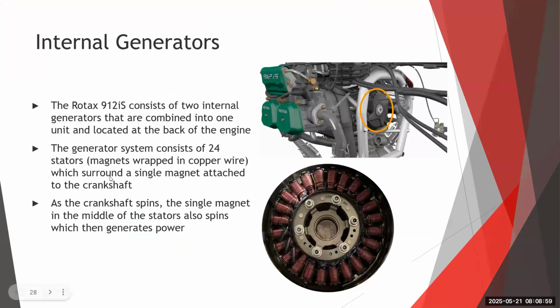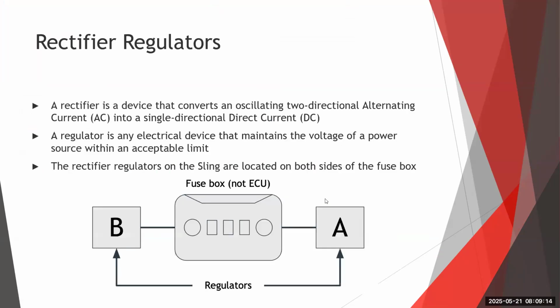So here's what I drew. This is what those stators look like: magnets wrapped in copper wire. They surround a signal magnet attached to the crankshaft. As the crankshaft spins, the signal magnet in the middle of the stators also spins, which then generates power.